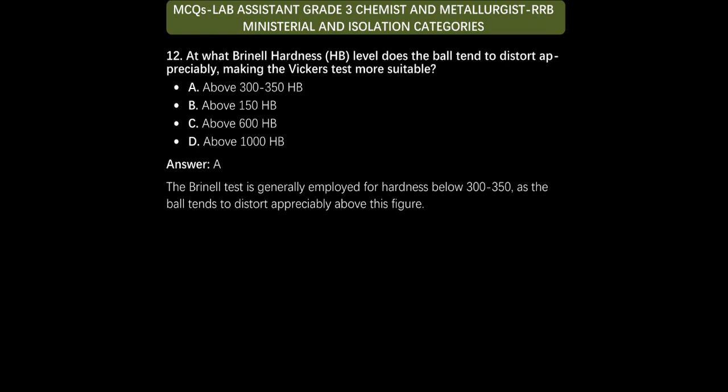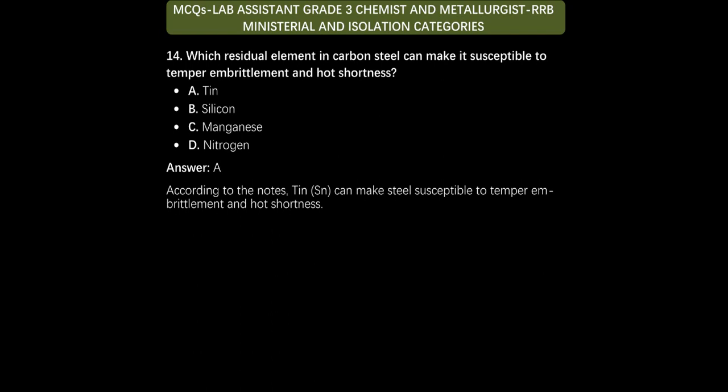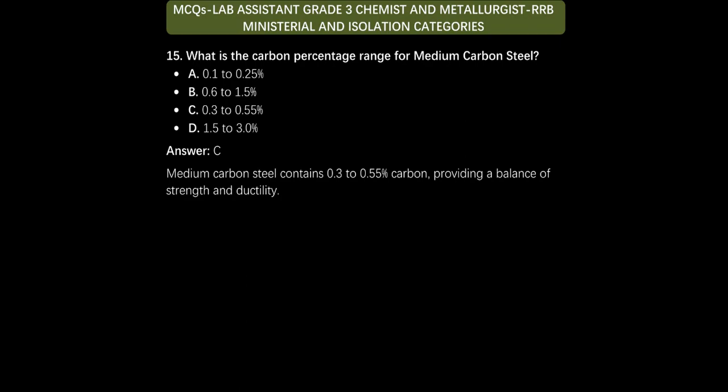At the Brinell hardness level, does the ball tend to distort appreciably, making the Vickers test more suitable? Option A. Carbon steel is basically an alloy of iron and carbon containing a maximum of how much manganese? Option C. Which residual element in carbon steel can make it susceptible to temper embrittlement and hot shortness? Option A, tin. What is the carbon percentage range for medium carbon steel? Option C.